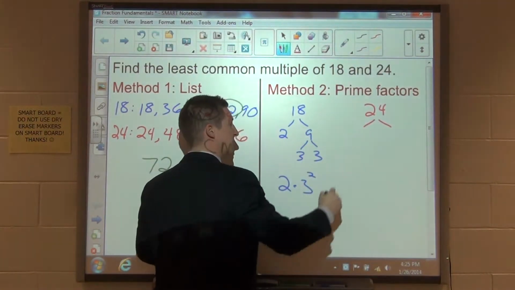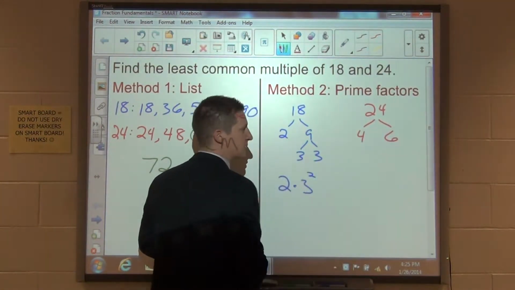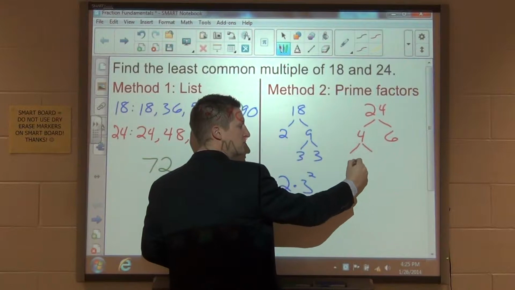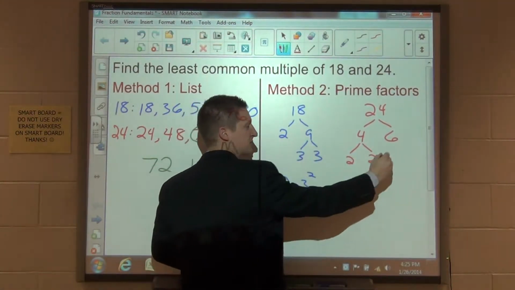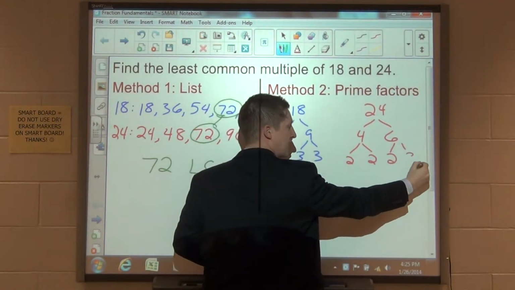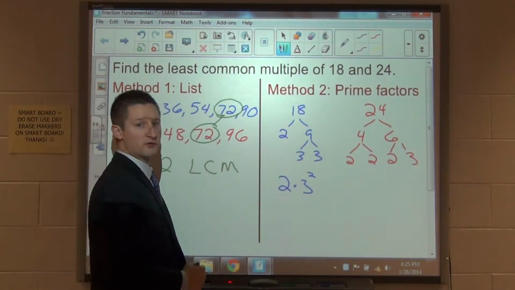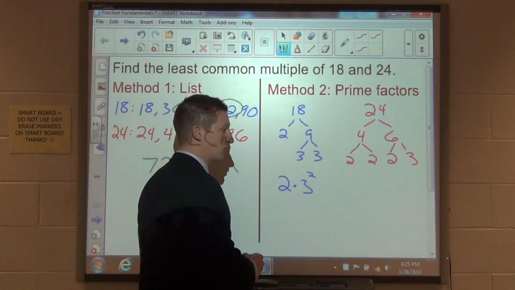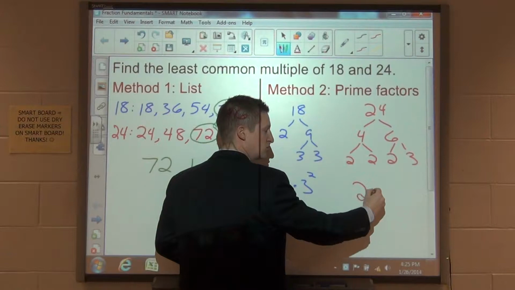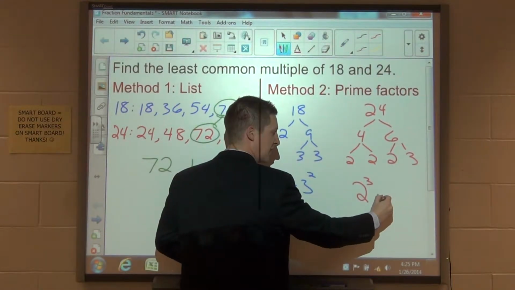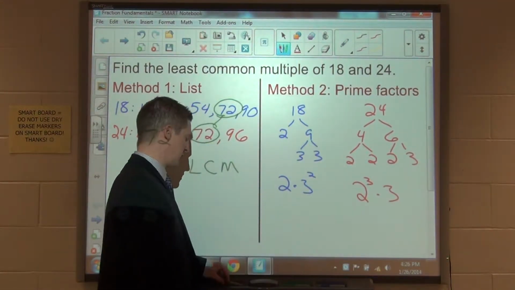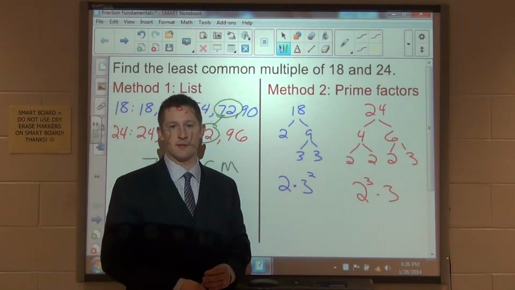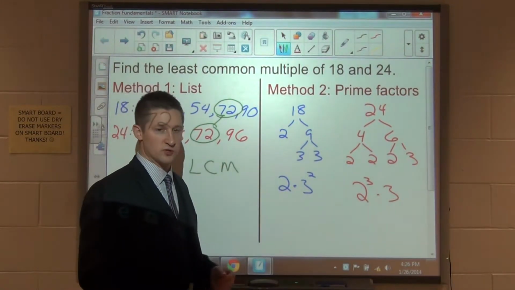I will then do the same for the number 24. 24 I can break into the factors 4 and 6. 4 can be broken down into 2 times 2, and 6 can be broken down into 2 times 3. So if I wanted to write the prime factorization of 24, I would write it as 2 to the third power times 3.